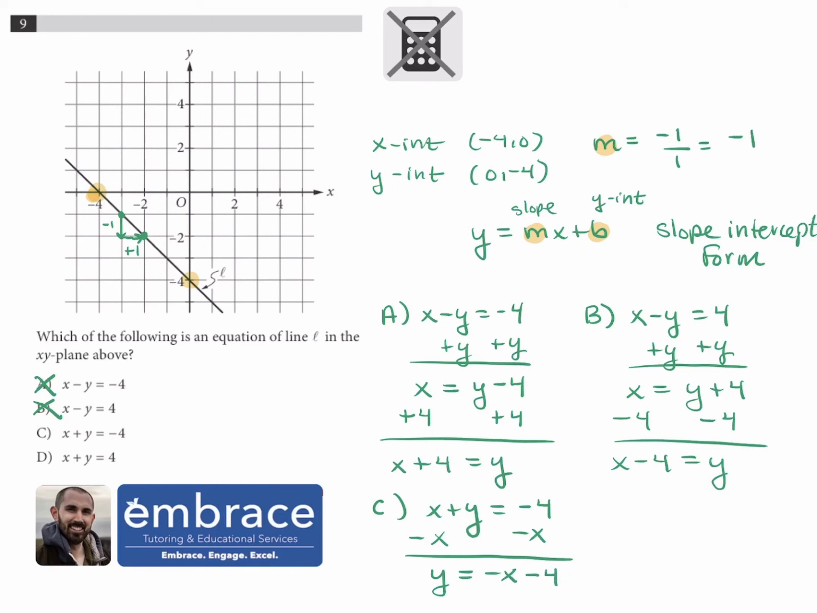So if we look at this equation, it has a slope of -1, the coefficient of x is -1, and the constant's -4. So that actually meets the two criteria that we want. We wanted the slope of -1, and we wanted an x-intercept of -4. So our answer choice is C.